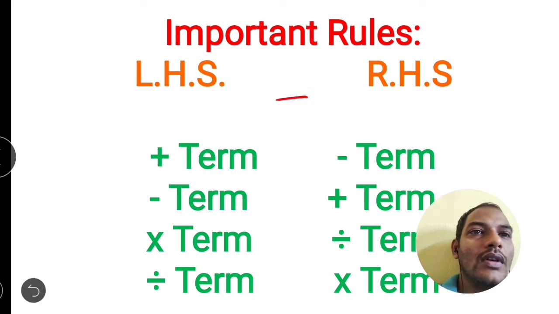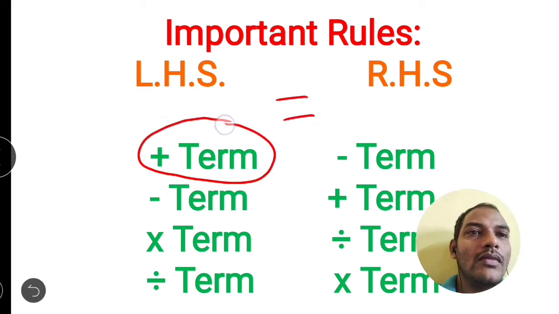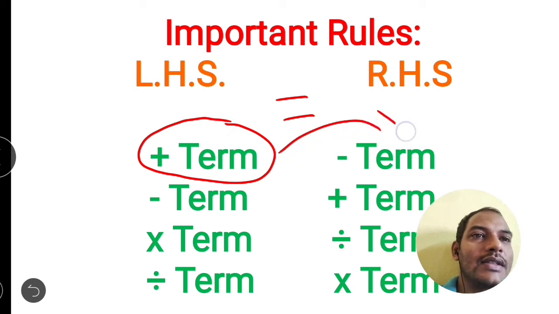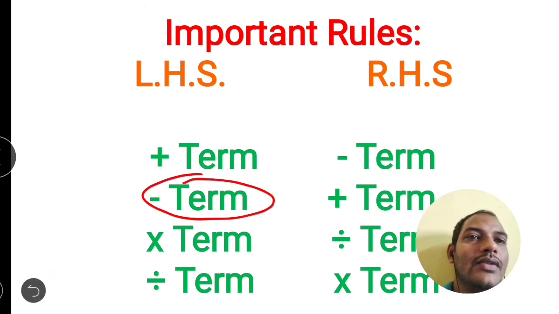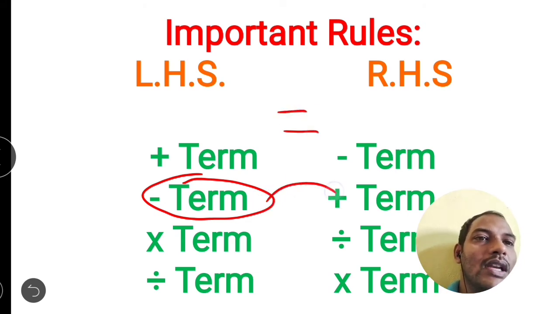So when you transpose a positive term to the RHS, it will become a negative term. Next, the second one: a negative term. We have a negative term on the LHS, so when you transpose it to the RHS of the equal symbol, it will become a positive term.